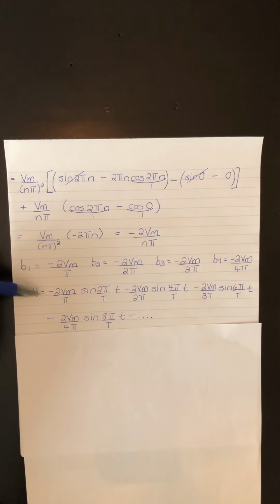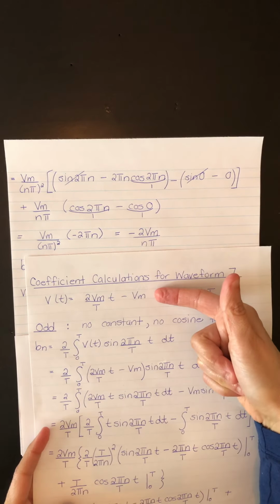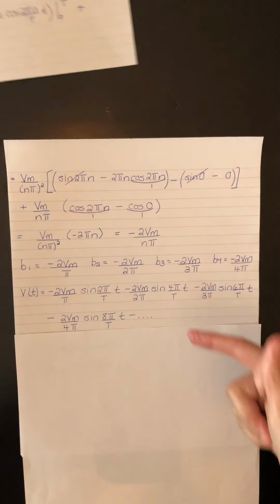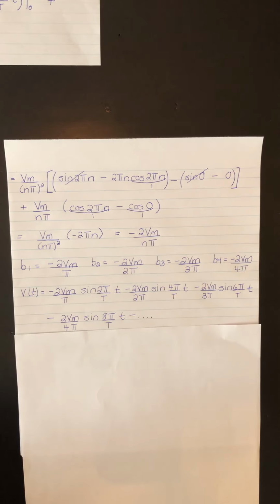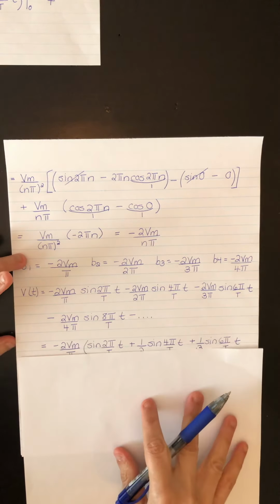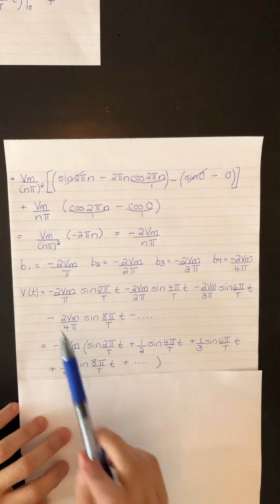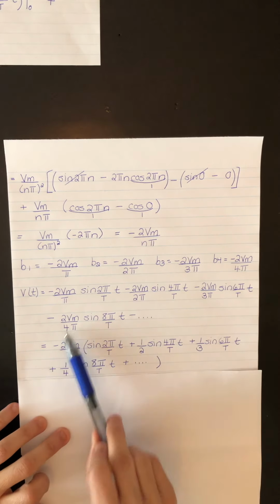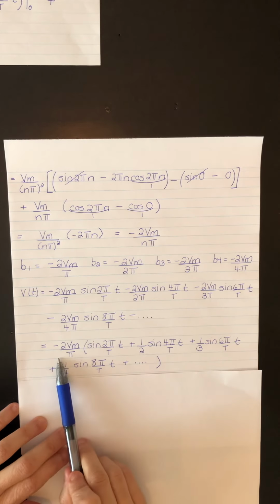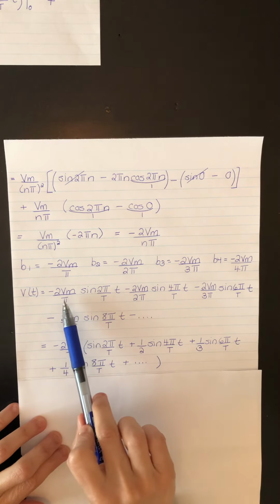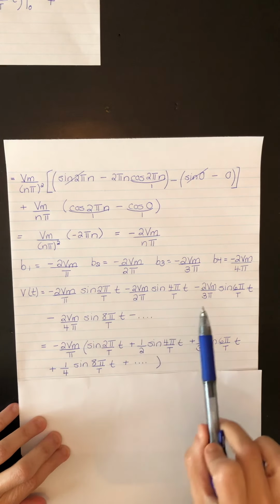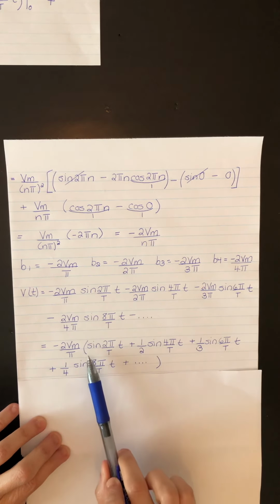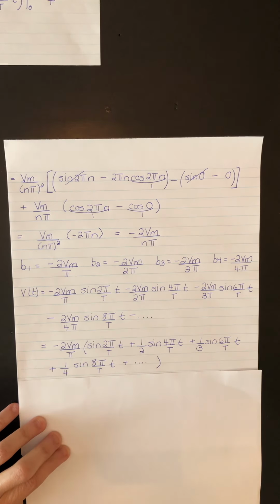Notice the left side is v of t. So this is the approximation for the original equation, right? This is the approximation using 4 terms of a Fourier series. We can also common factor negative 2 Vmax over pi from those coefficients, and if we do that, we'd be left with 1, 1/2, 1/3, 1/4 as the coefficients inside the bracket.